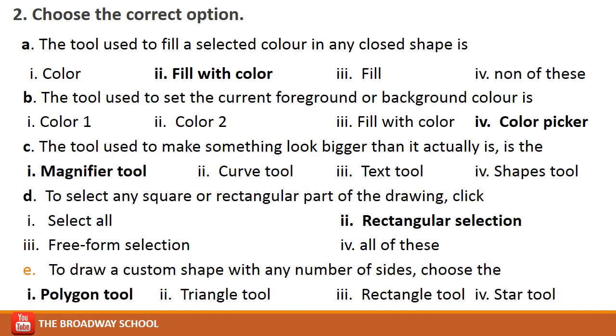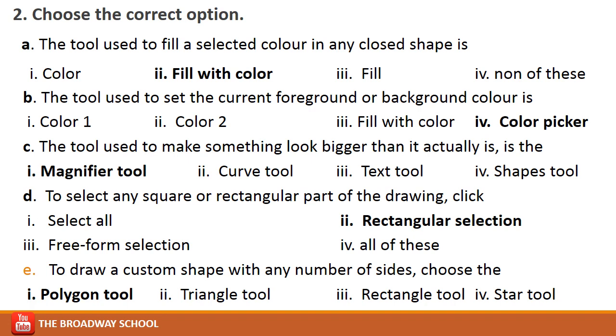The next statement is, the tool used to set the current foreground or background color is, options are color 1, color 2, fill with color and color picker. Actually, the answer is color picker. The color picker tool is actually used to set the current foreground or background color. The next statement is, the tool used to make something look bigger than it actually is the magnifier tool. And option 1, magnifier tool, is the correct option.